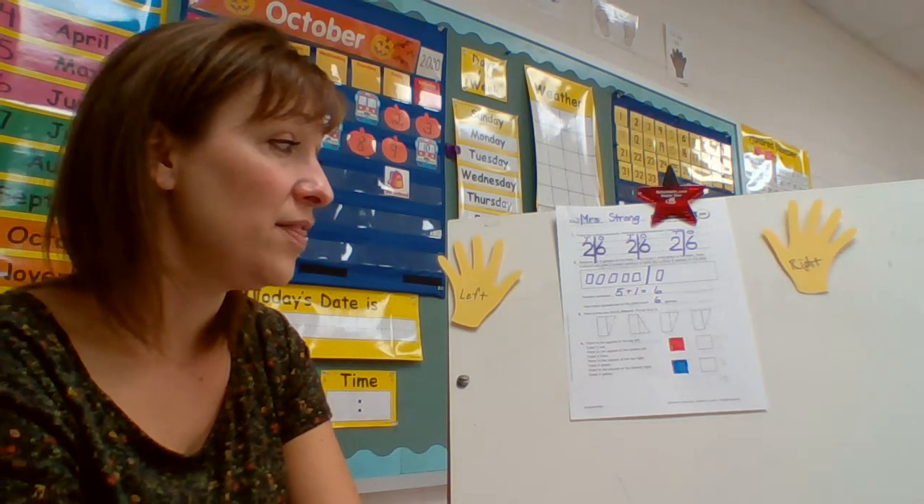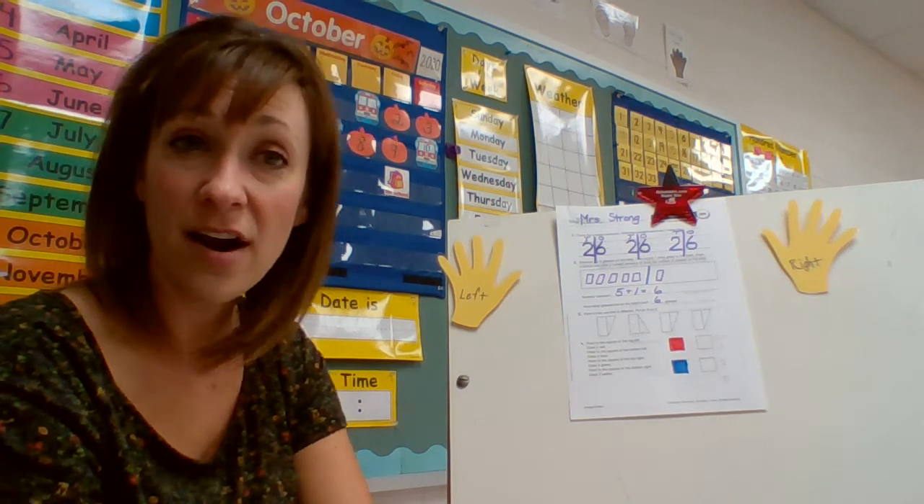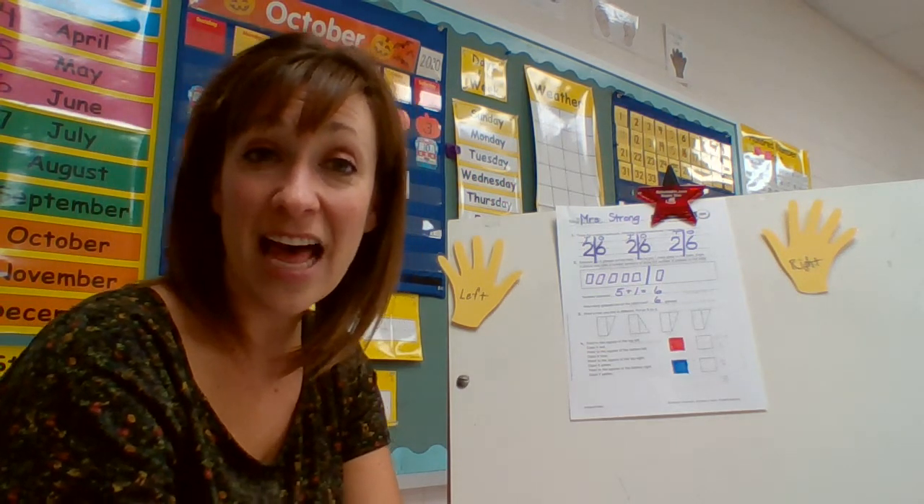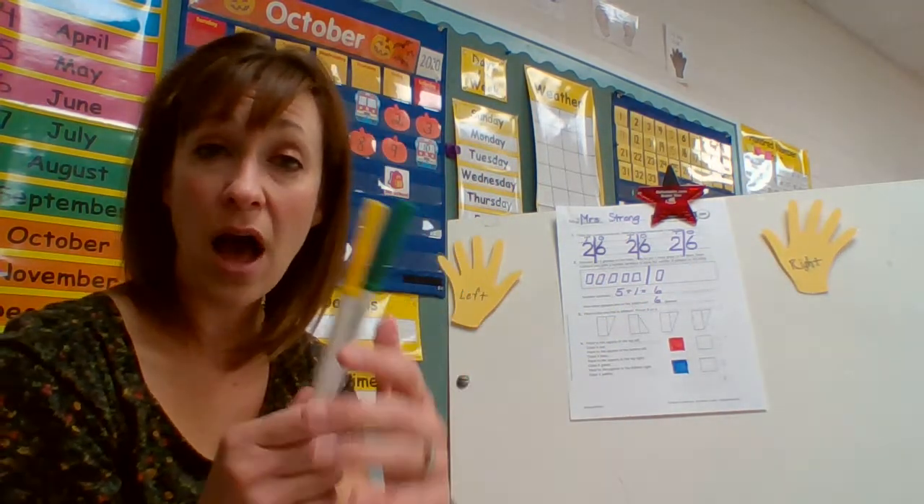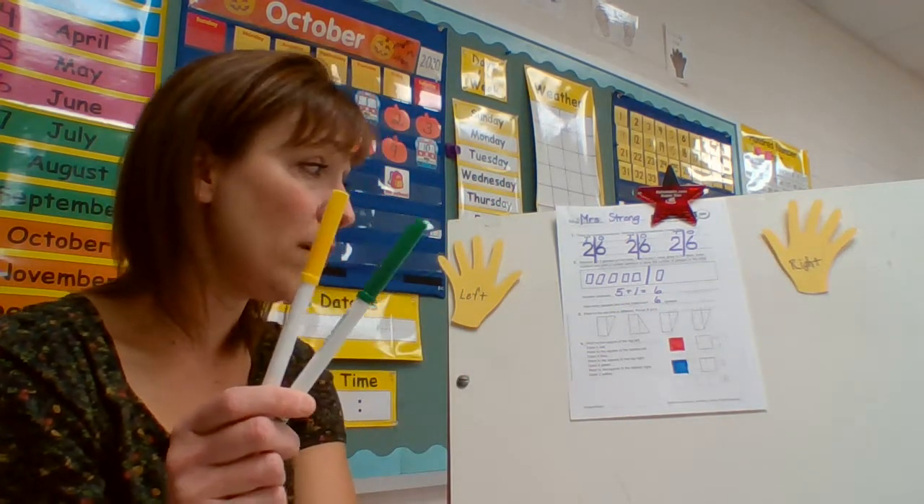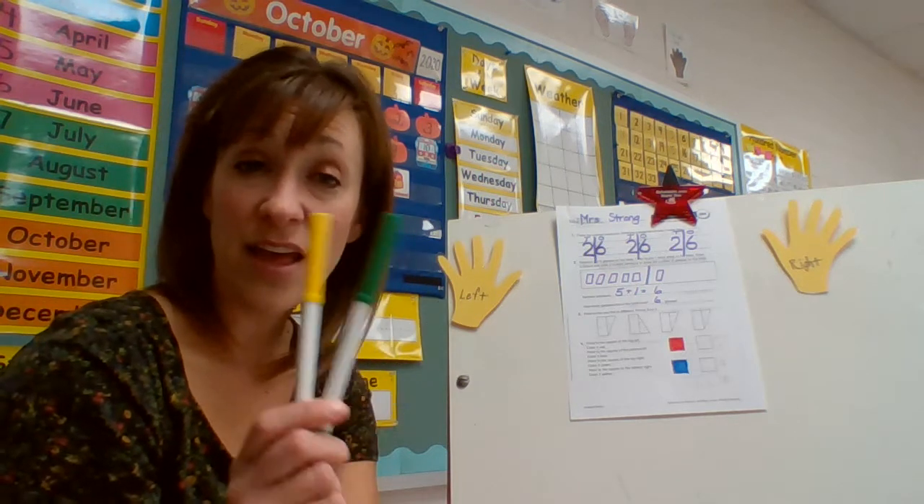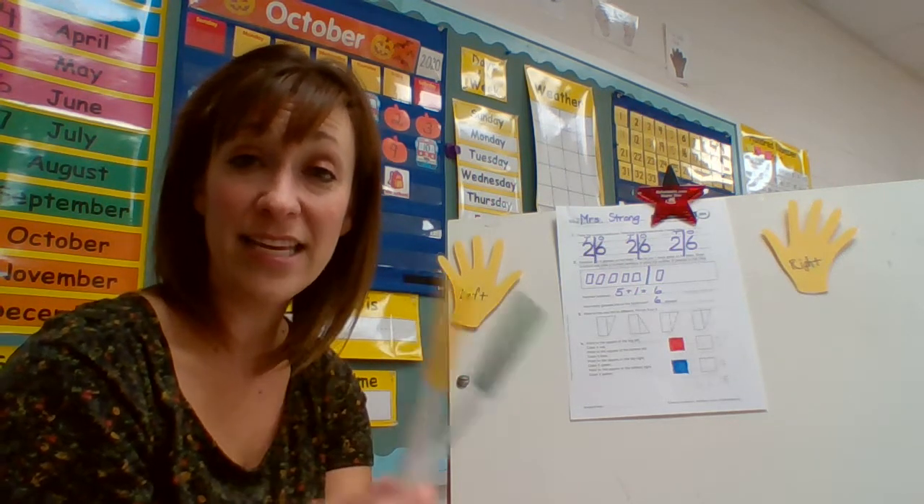And then the bottom square, color it yellow. So you will need to have your green and your yellow out. The top one is green. The bottom right is yellow.